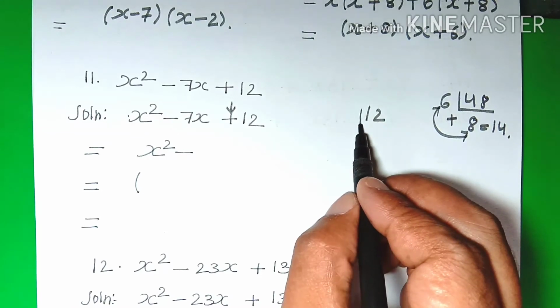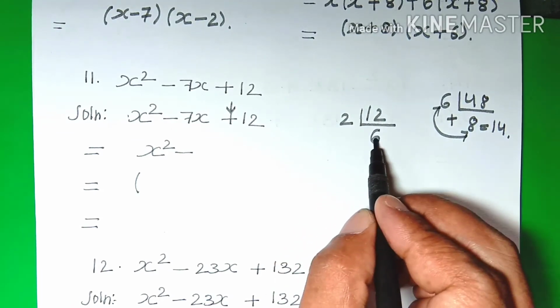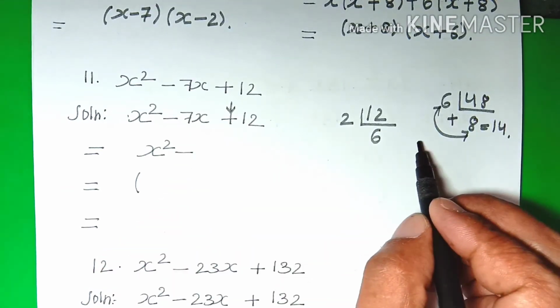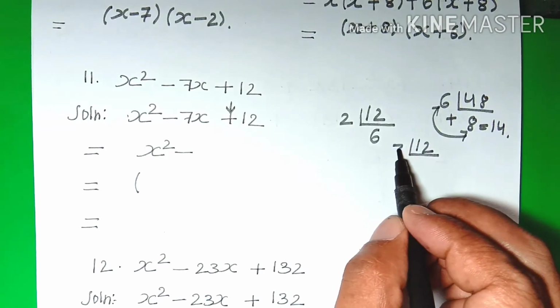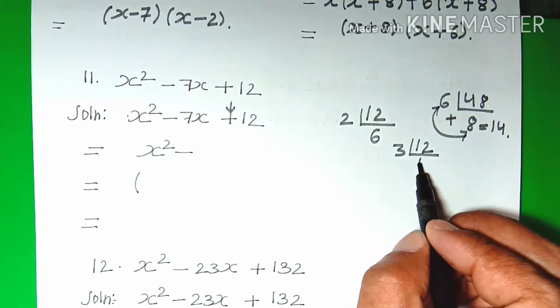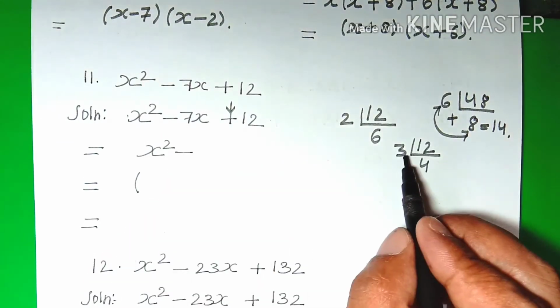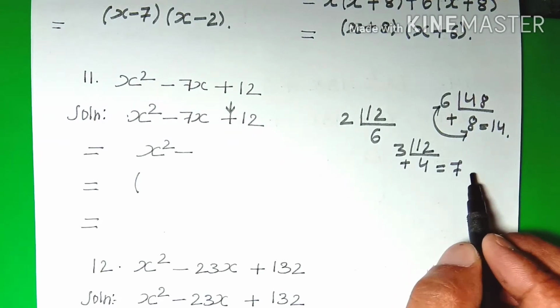Now 12 is divisible by the 2 table. 2 into 6. 6 plus 2 is 8. That is not equal to 7. Again I need to take another table. So we can check by 3. 3 into 4. Now use this sign to see whether we get 7 or not. 3 plus 4 equals, yes, I'm getting 7 here.